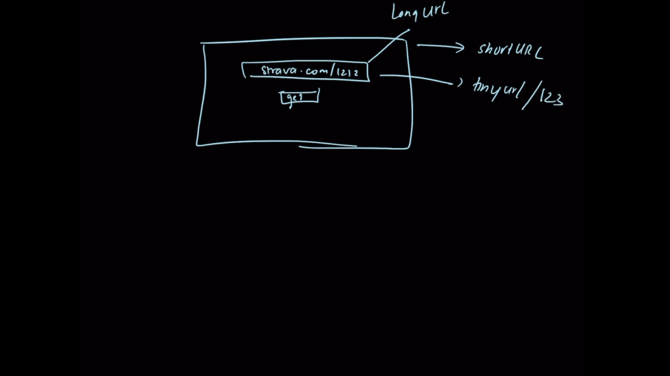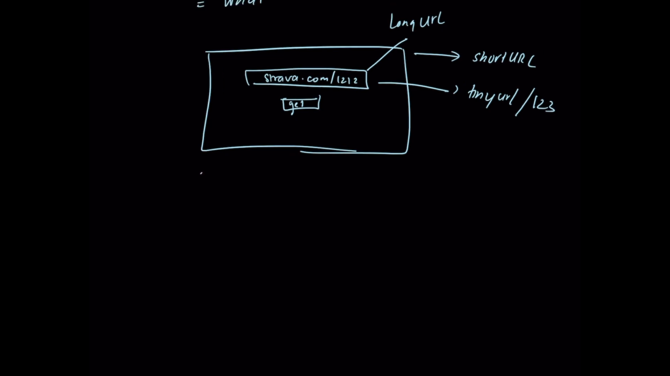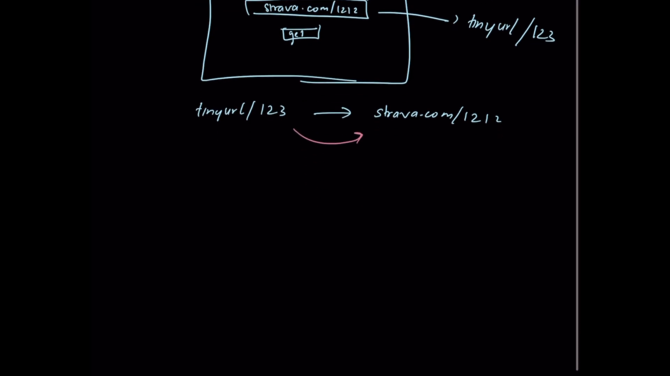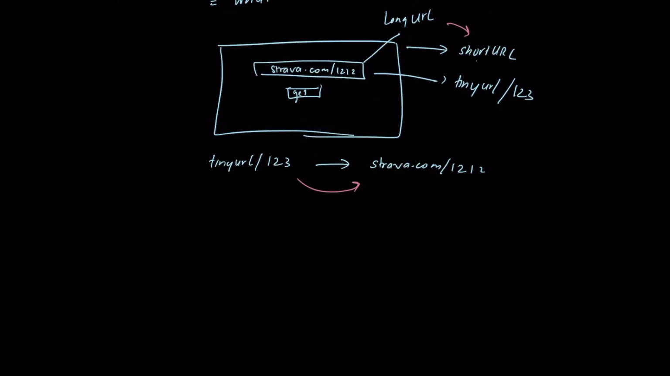Other things we could talk about is we can do the reverse, right? You give tiny URL/123 and then you expect to get back the Strava URL that you put in earlier. So it is two steps: one is long to short and short to long. Apart from this, we can think of other questions like, what all functionalities do you want me to have in this application? How are people interacting with this API?